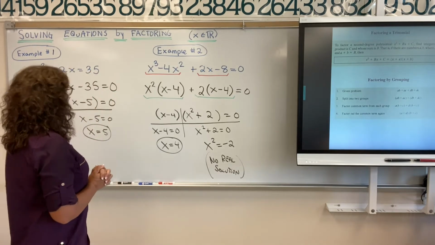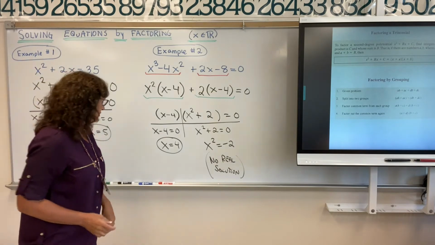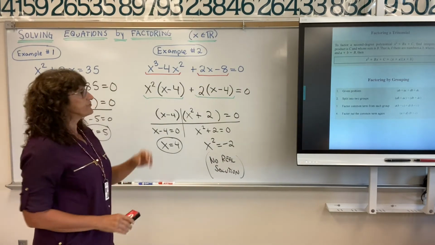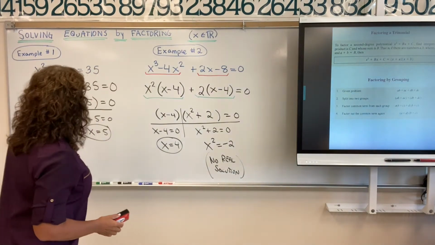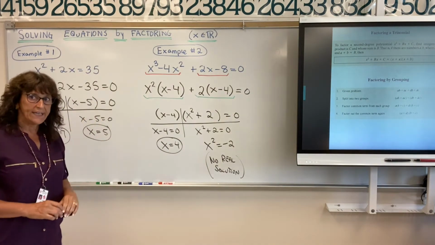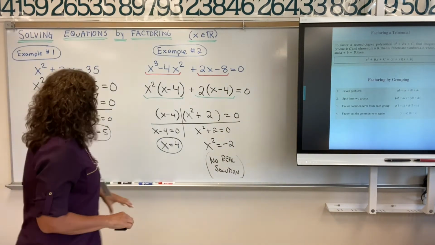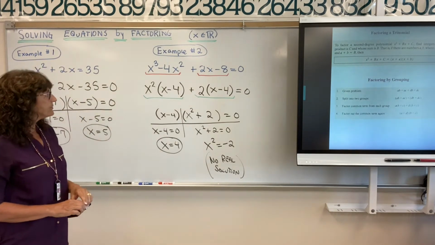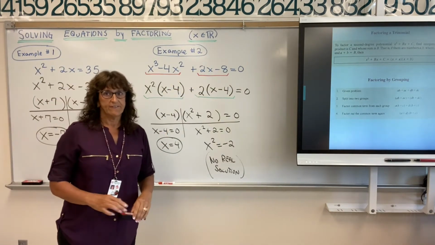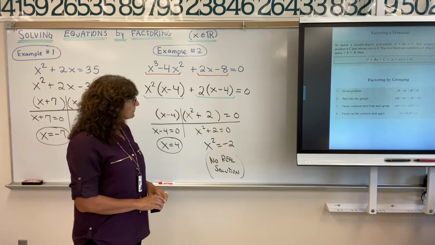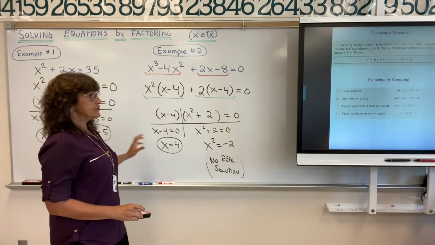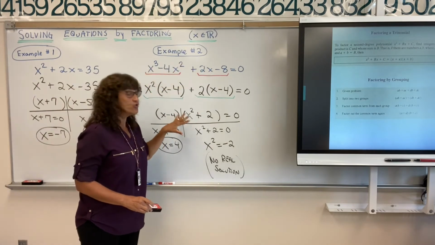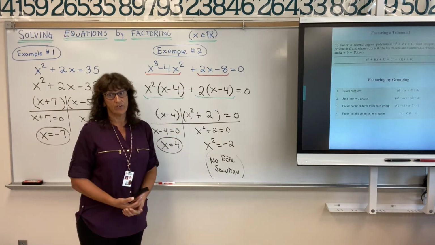All right, we have 2 more examples to look at that solve equations utilizing factoring. The first example was a quadratic trinomial. The second example was a factor by grouping example. You need to get your 3 terms to 1 term. We need to get our 4 terms to 1 term factored. That's how you solve these.